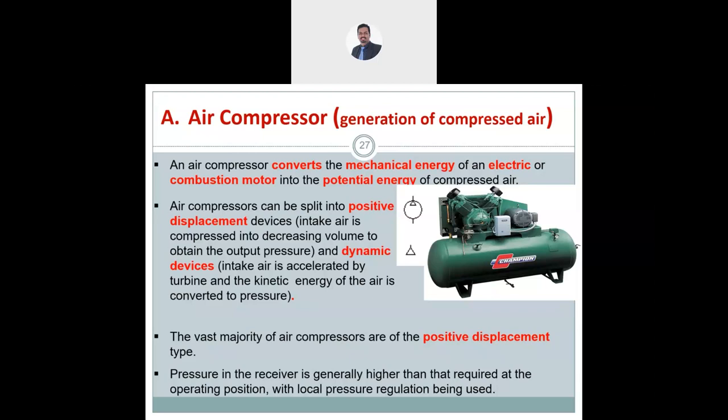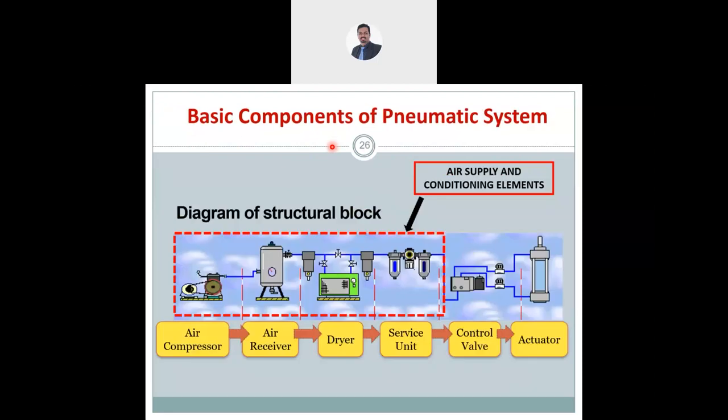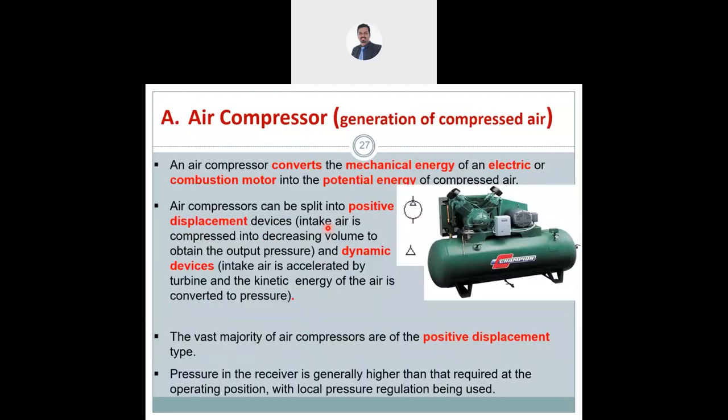What are the functions? We start with A. A is the air compressor, which we saw just now. What is important on this slide? The air compressor converts mechanical energy from an electrical or combustion motor into the potential energy of compressed air. Whatever mechanism is in the air compressor, it converts the mechanical energy into potential energy, to be stored. When you compress the air, it creates pressure. That's the function of the air compressor: generation of compressed air. The compressed air must be generated.